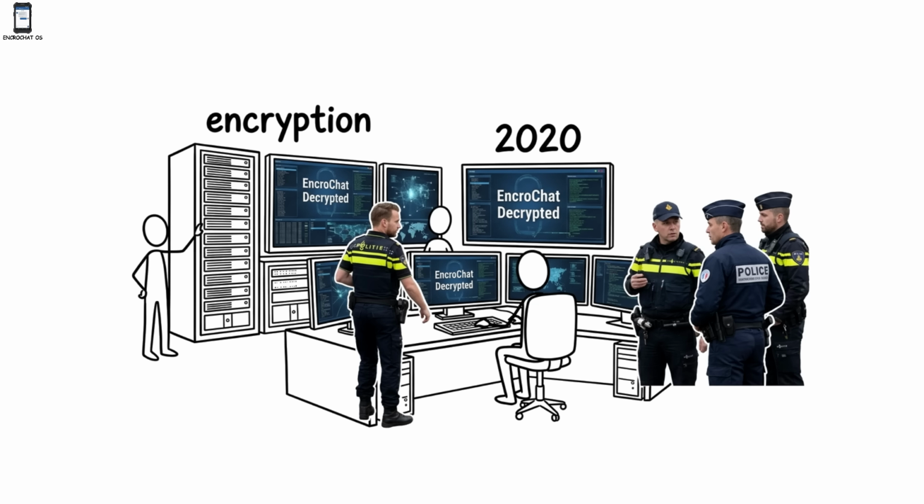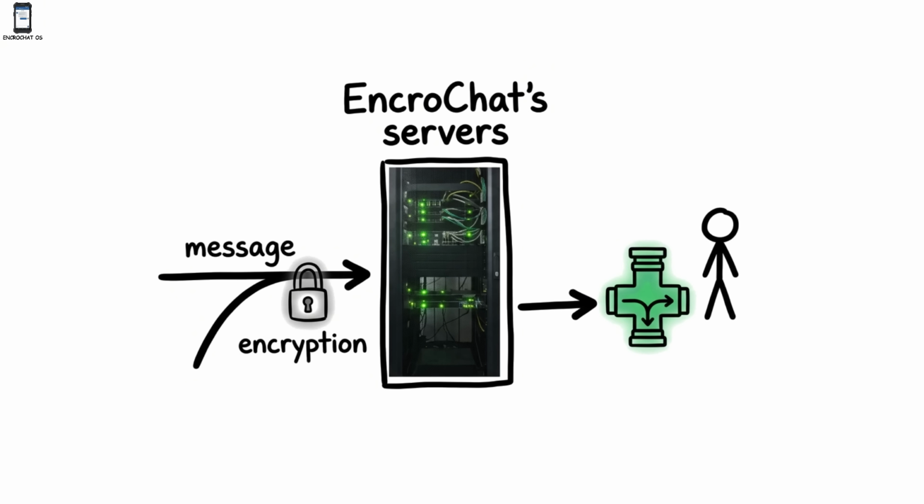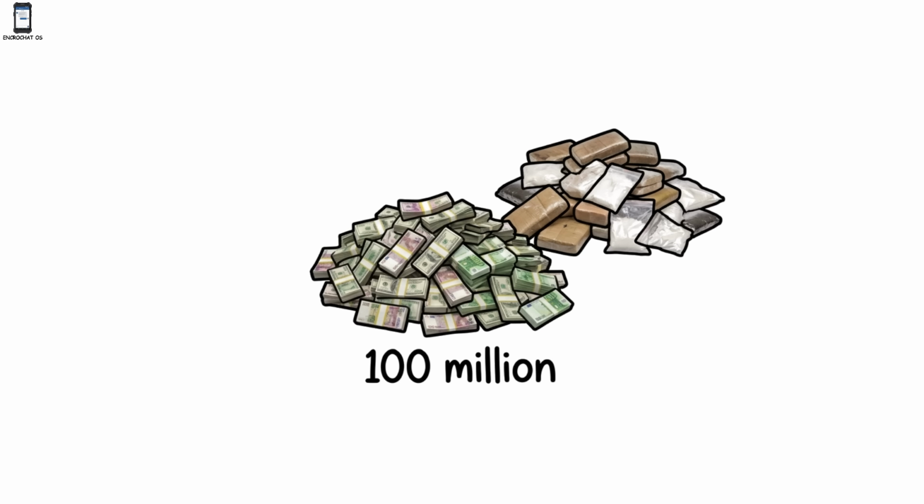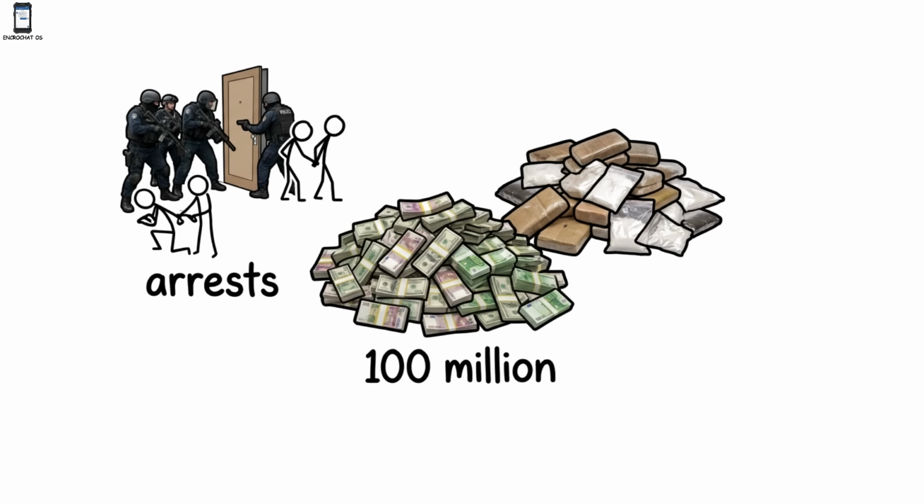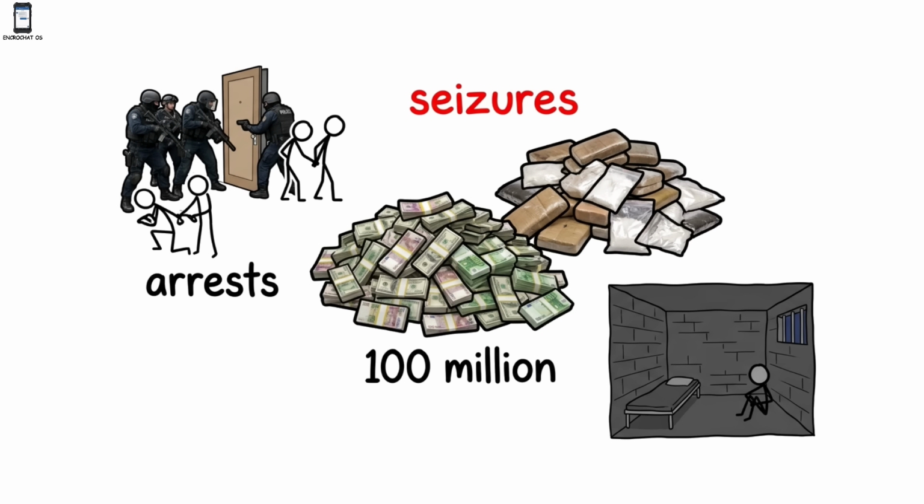In 2020, French and Dutch police cracked the network. They installed a tool on EncroChat servers that copied every message before encryption. Over 100 million messages were intercepted. Hundreds of arrests followed, along with drug seizures worth billions and the discovery of torture chambers.